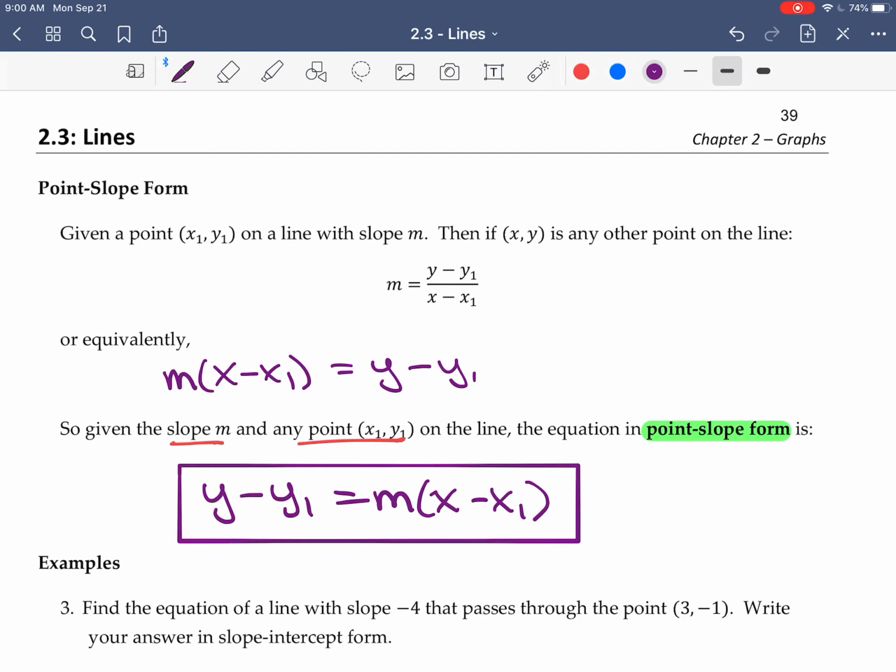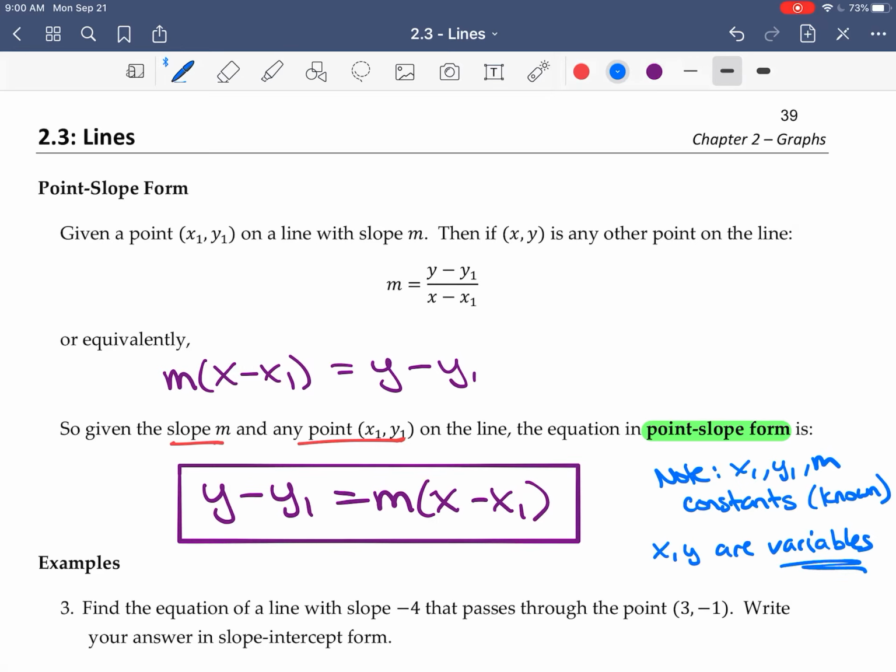Now I just want to make a note here. x1, y1, and m are constants. So we know these because we know the slope and the point. x and y are variables. So when you have the equation, you should have variables left in it. So the x and the y there are your variables. So you want to plug into the x1, the y1, and the m.